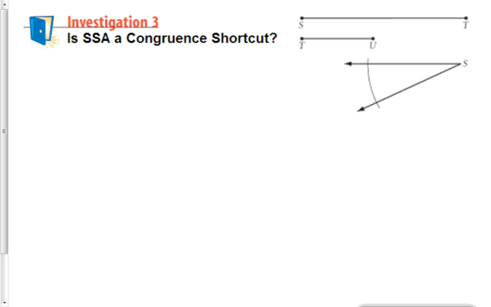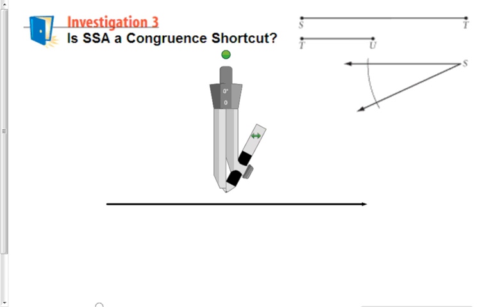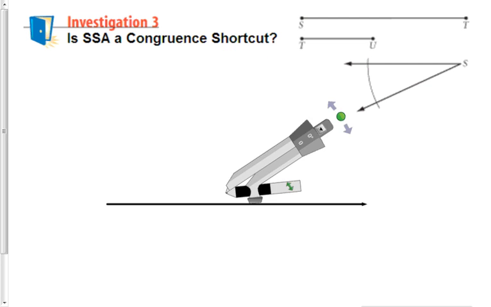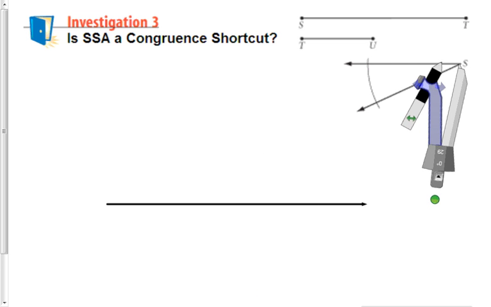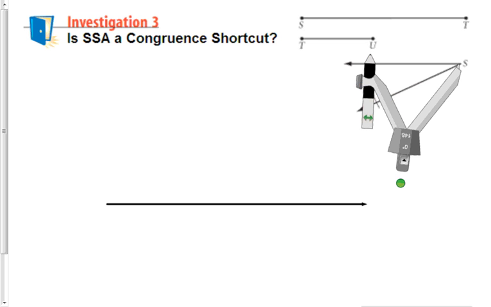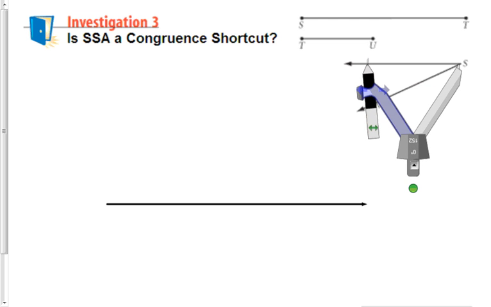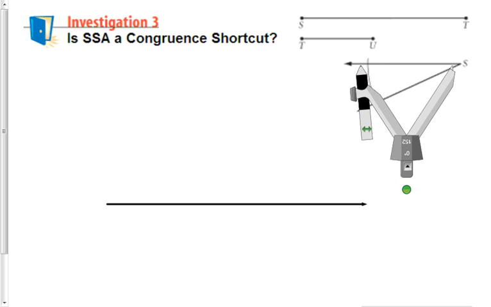All right, so last one, side-side-angle. So we have two sides and one angle, but it's not an included angle anymore. So let's do the same thing. Let's construct a triangle. Start with my ray, and let's duplicate angle S. So take my compass, rotate this around, bring it up here, put it on vertex S, measure out to this arc. Right there looks pretty good.